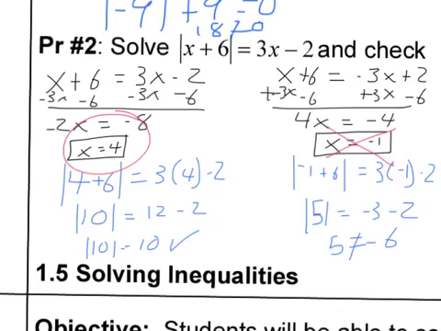Okay, so when I solved it, I got x equals 4 and x equals -1. And then I went and I tested 4, and I got absolute value of 10 equals 10, which is true, so that's a real solution. When I tested -1, I got 5 equals -6. That is not true, so therefore that is not a real solution.